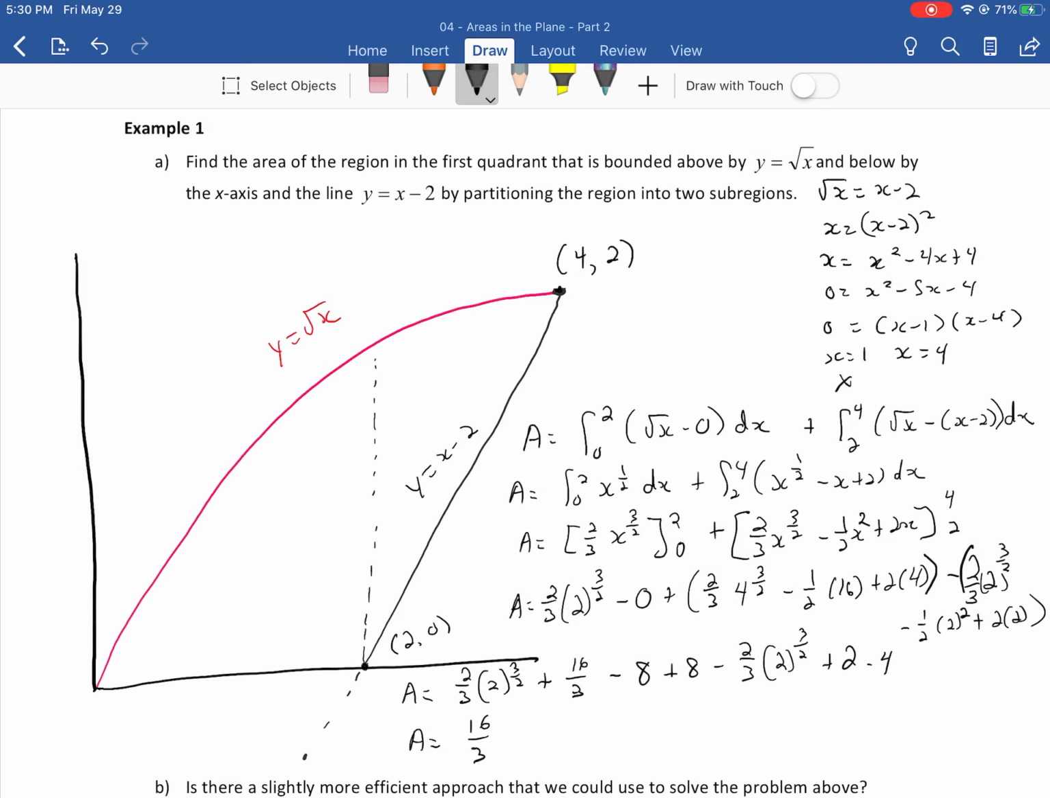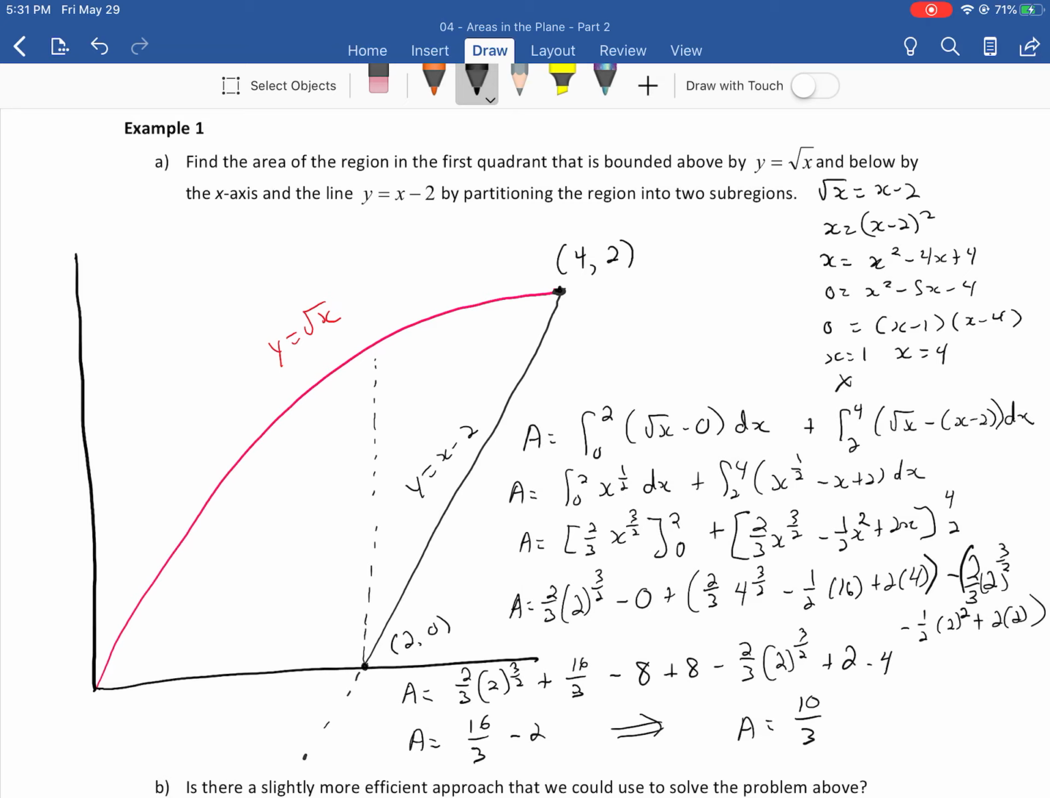So, a good thing has happened, though. I got the 16/3, but the 2/3 2 to the 3/2 combined with that later 2/3 2 to the 3/2, which was subtract, so that just goes. The minus 8 and the plus 8 go, and plus 2 minus 4 is minus 2. And so what I get is area is 16/3 minus another 6/3. I get area of 10/3.